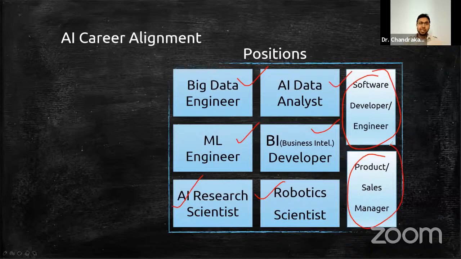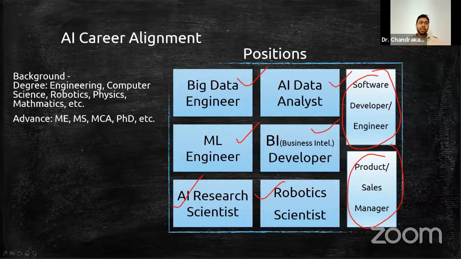Talking about background, as we already know, the basic degree is of course always required in any field given there, like engineering, computer science, robotics, physics, mathematics, and many more. You can explore this online to check about this. If you want to go a bit advanced, to a higher position, ME, MS, MCA, PhD, or MBA, for example, in that sense, for business intelligence developer, would be really beneficial.